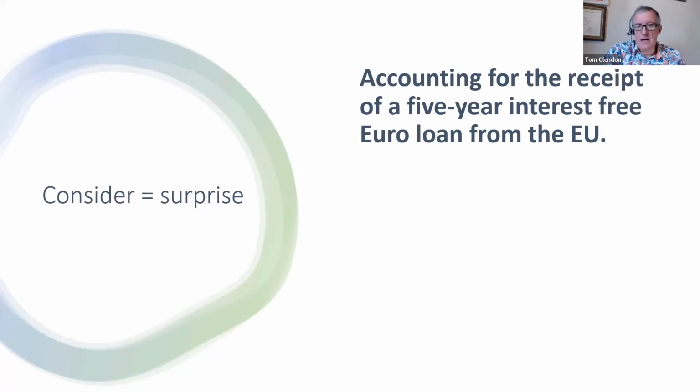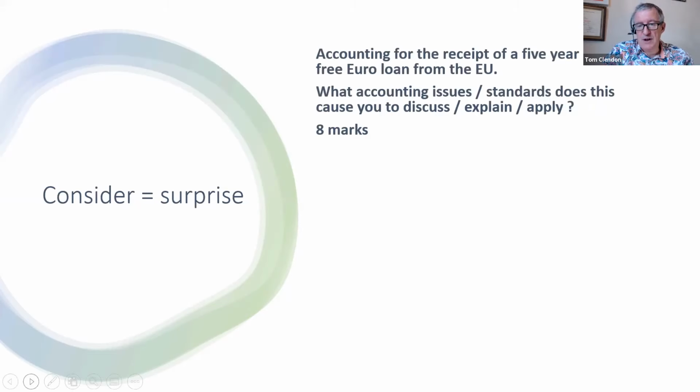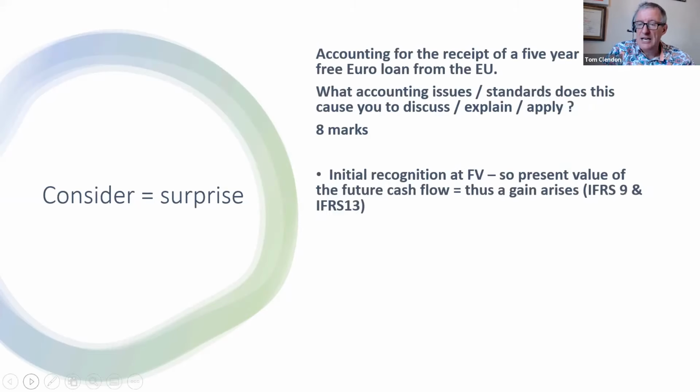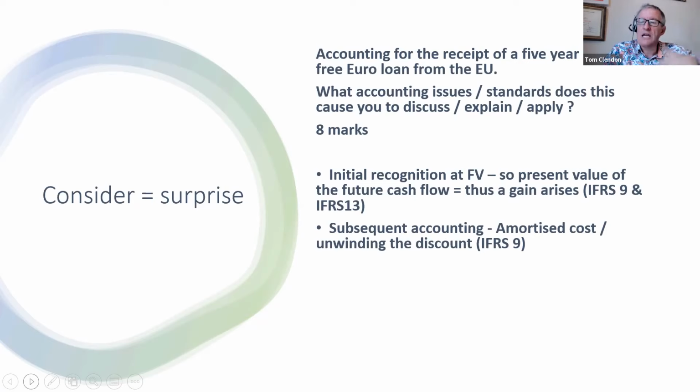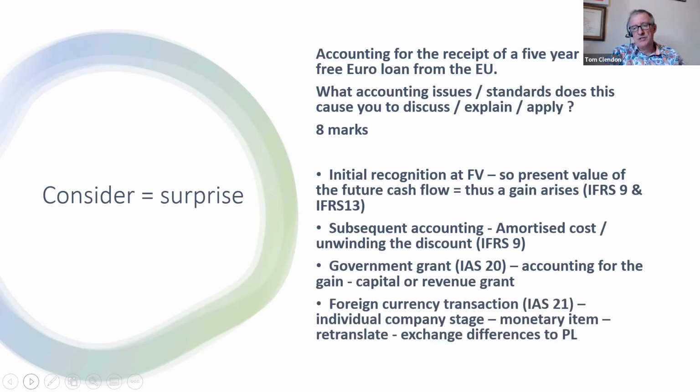So there's a whole area there. You could even get into talking about fair values if you wanted to, because we've identified the initial recognition of the liability at fair value. So if the question is for 8 marks, what are we doing here? Initial recognition is at fair value. So you would not measure it at the cash you've received, but at the present value of the one-off payment that you're going to pay back. There's an unwinding of the discount. It's a liability at amortized cost. It's also a government grant because you've got a benefit, and it's also to do with a foreign currency.